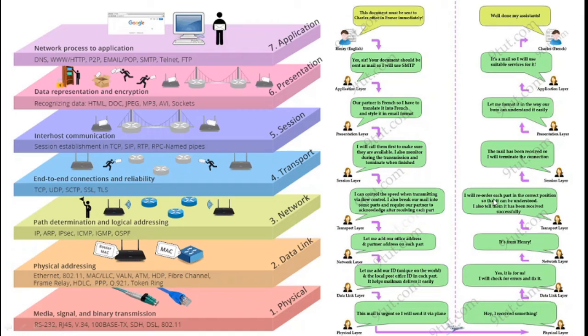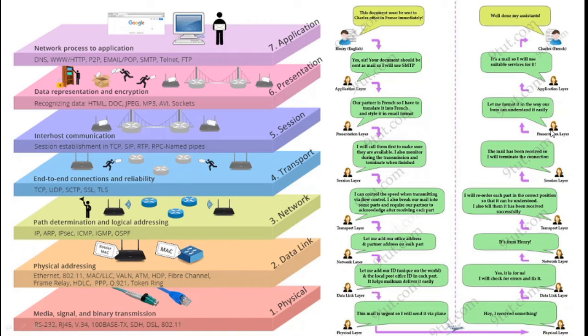The transport layer says I will reorder each part in the correct position so that it can be understood. I also tell them it has been received successfully. So that is communication, end-to-end delivery, and it passes on the combined parts to the session layer. Then the session layer says the mail has been received, so I will terminate the connection. So the connection establishment is terminated.